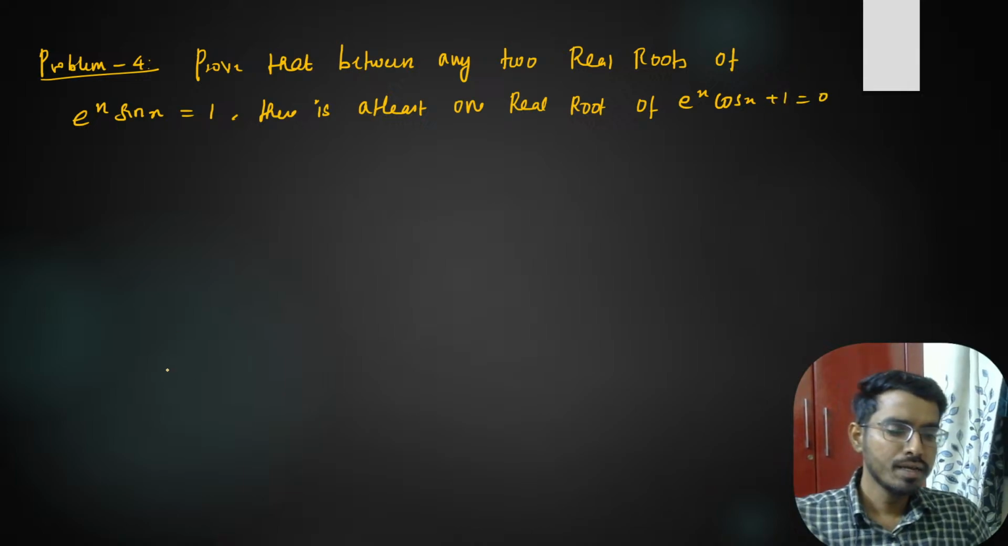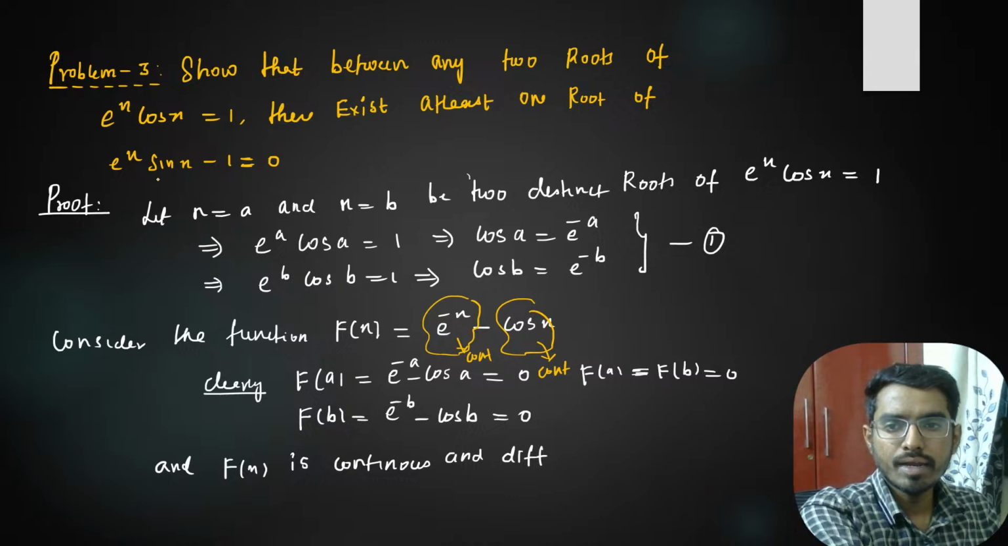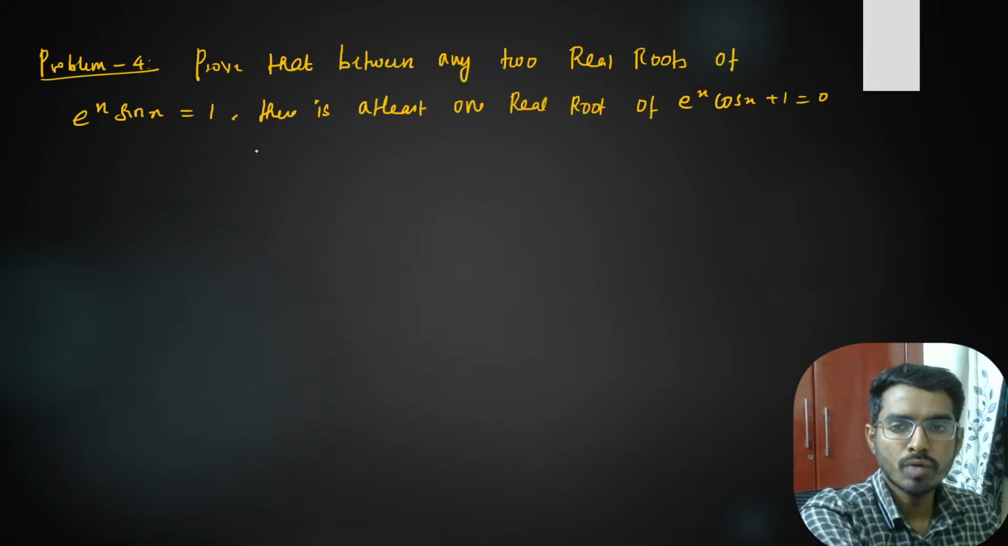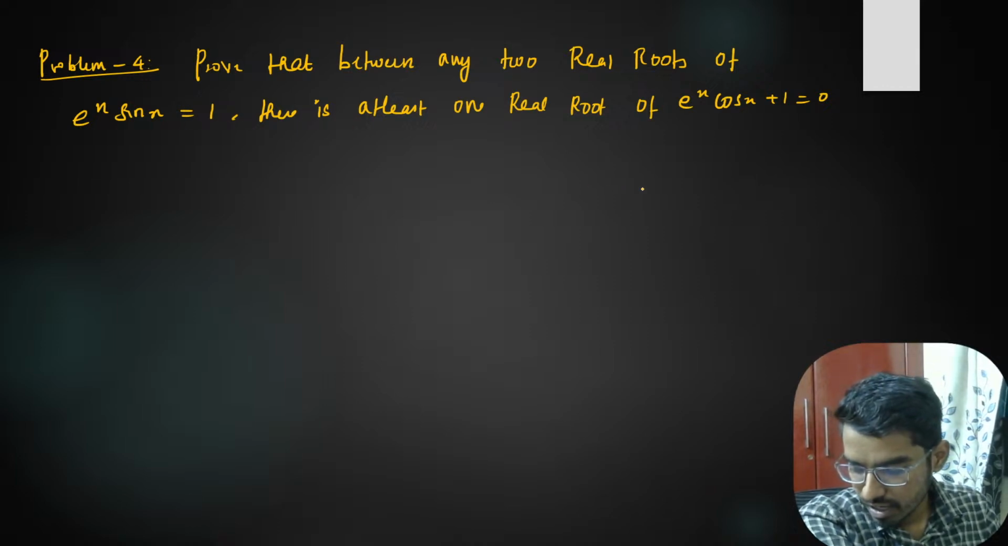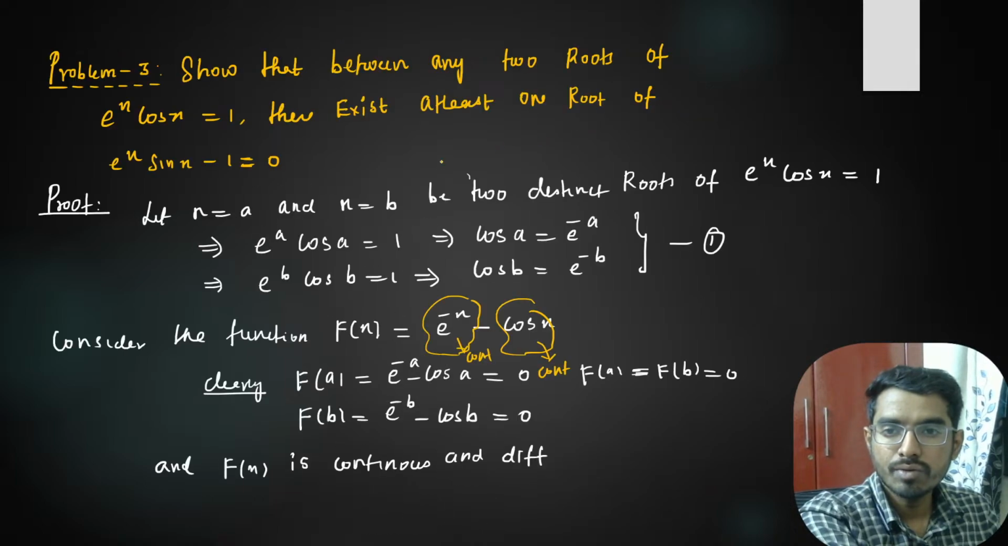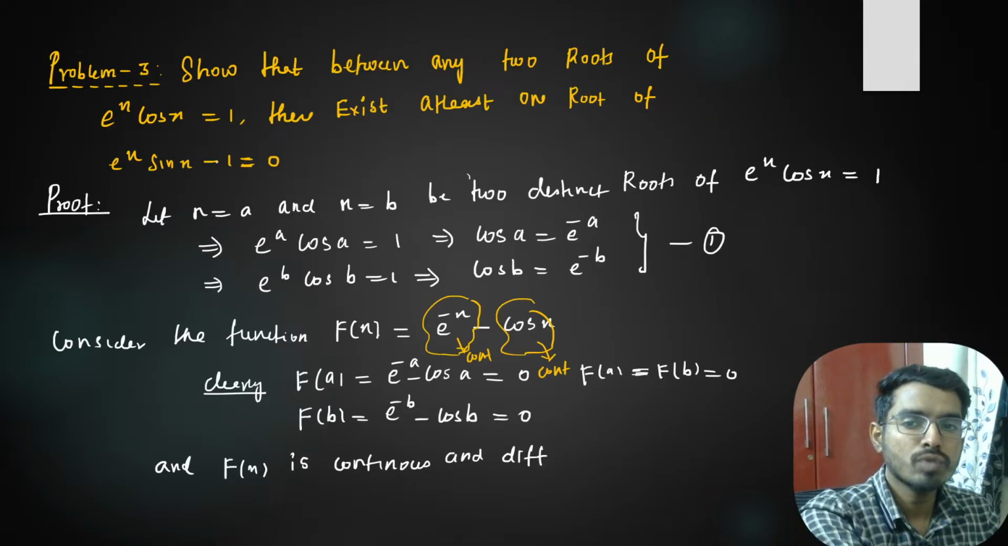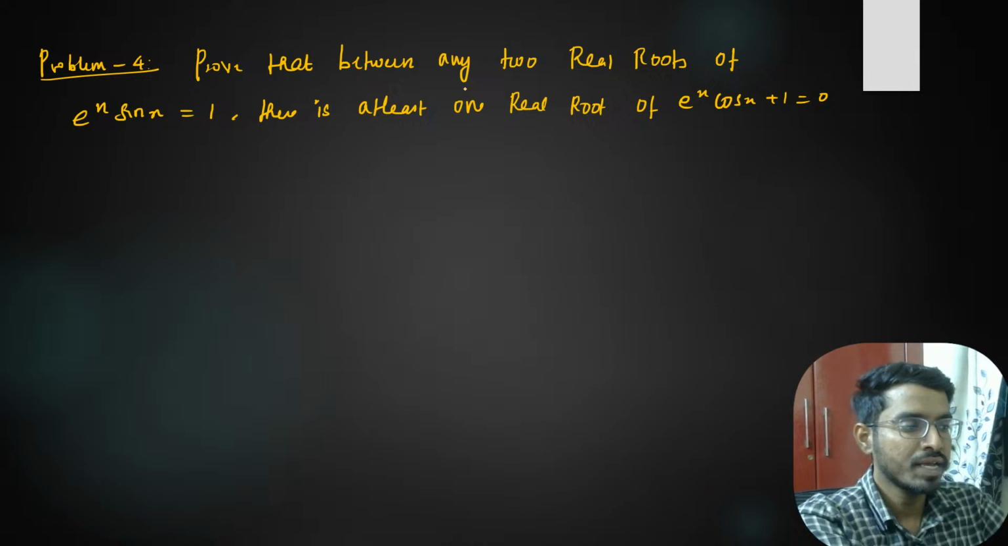I think I do this right. The same, it is slightly altered, right? Here we have e^x sin x equal to 1. Here we have e^x cos x equal to 1. And here we have e^x cos x + 1 is equal to 0. Here both are minus 1, minus 1. Here one is plus 1 and again is minus 1.